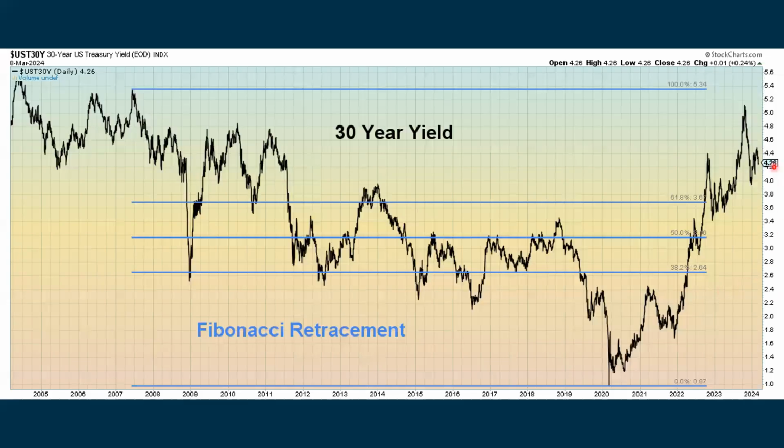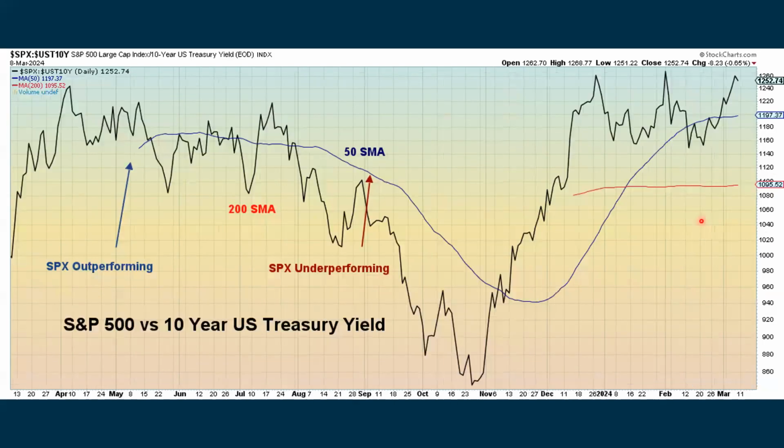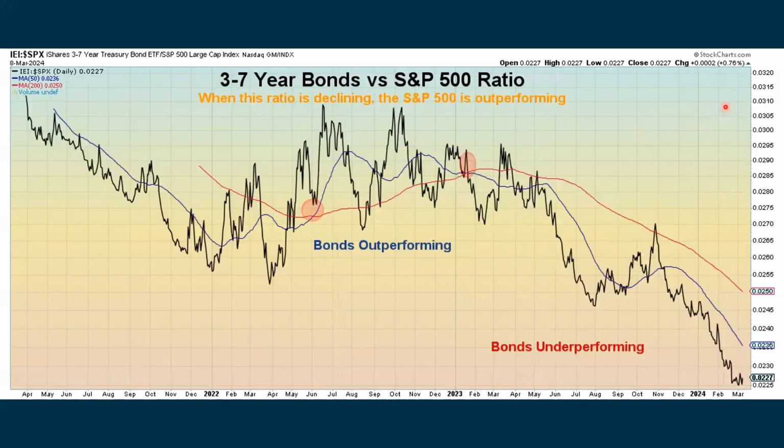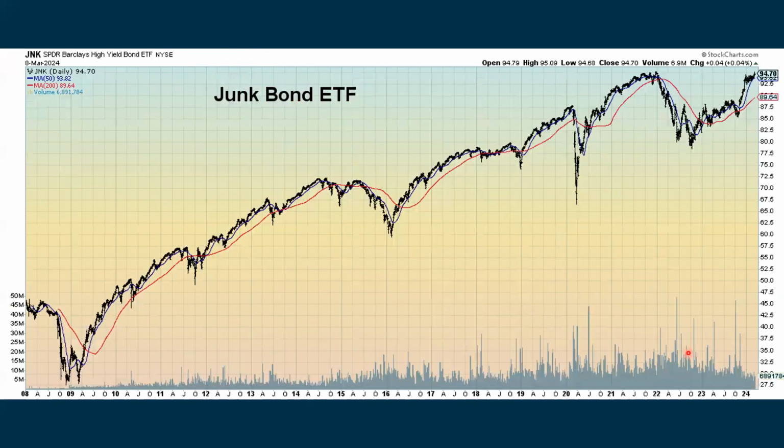Here's the 30-year yield, which really isn't near any of the Fibonacci retracement levels right now. This is a ratio between stocks and the 10-year Treasury yield, showing how stocks are outperforming the rise or fall in interest rates. Here's the 3 to 7-year bond, and then we compare that with stocks. This is similar to some other charts that we were looking at. When this is going down, that just means that bonds are underperforming stocks.